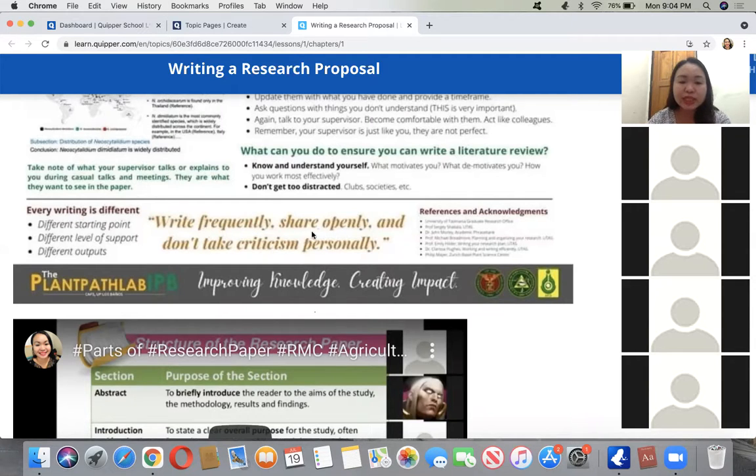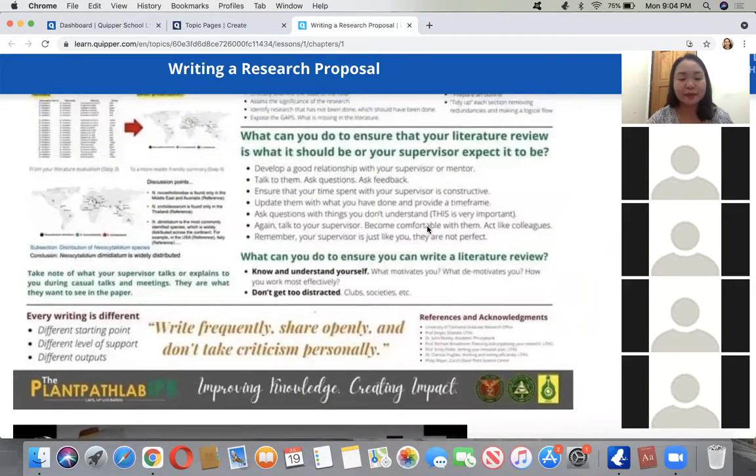So write frequently, share openly, and don't take criticism personally. If someone says you're not a good writer or that you can't do it, and says your write-up is nonsense, don't just believe that. Believe in yourself. If somebody tells you that you cannot do it three times, even take a photo and flaunt it, post it on your Instagram, whatever.